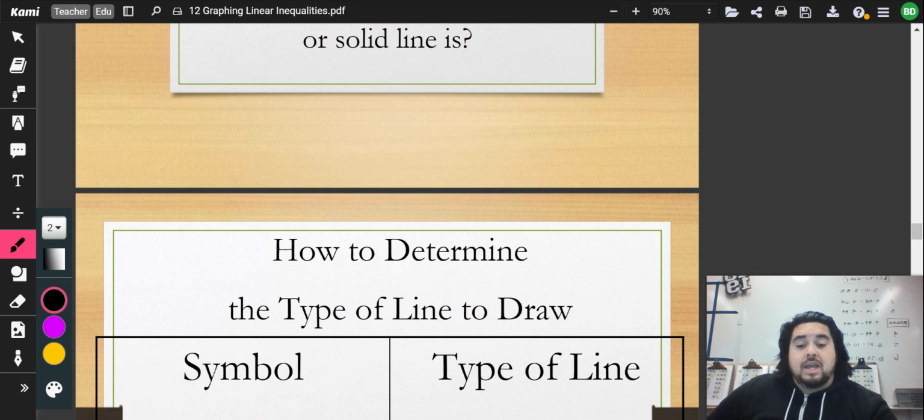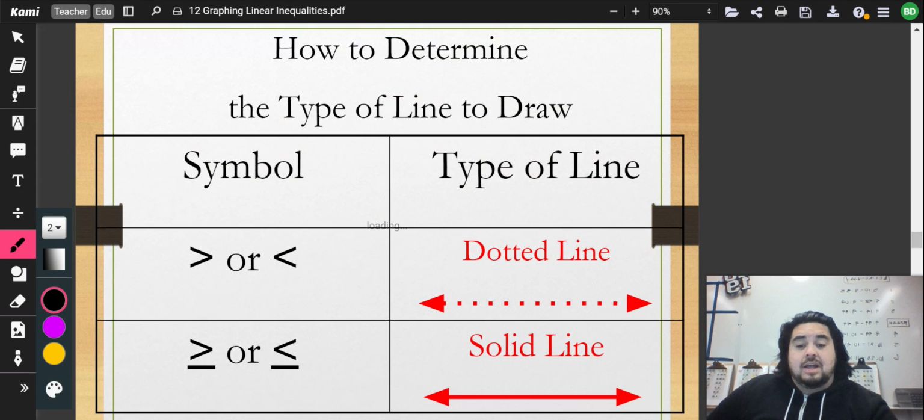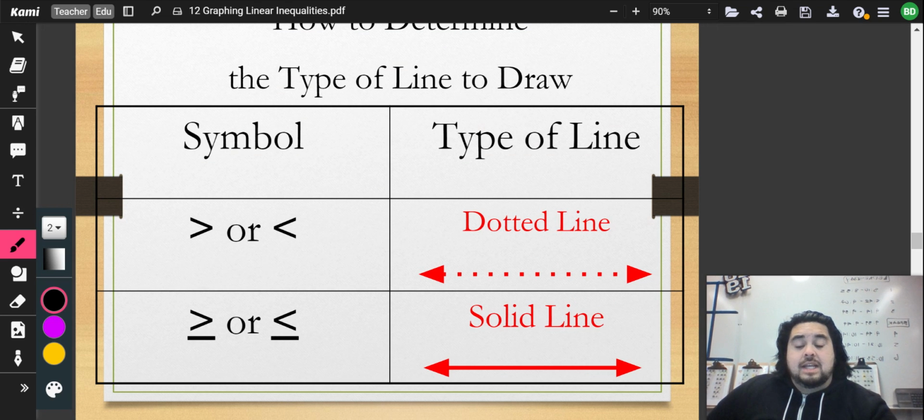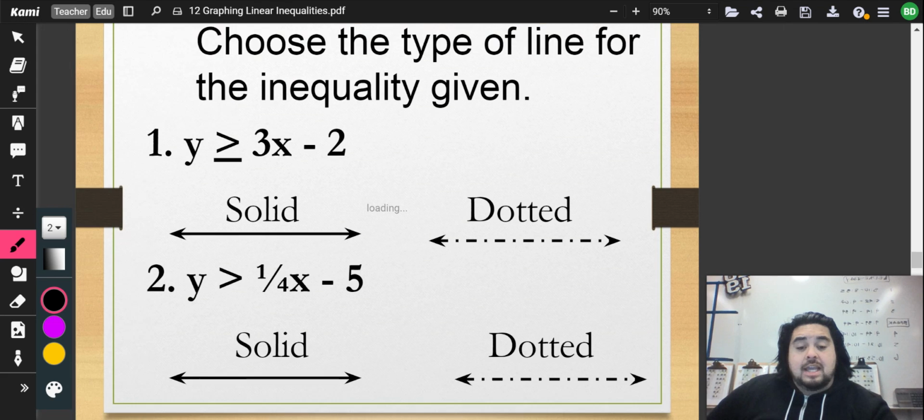So what we're doing to determine if the line is solid or dotted is looking at the inequality itself. If your inequality is greater than or less than, then it's going to be a dotted line. If your inequality is greater than or equal to, or less than or equal to, it's a solid line. Essentially what I tell my students is to think: if there is an or equals to symbol, if you have the little line underneath your inequality, then the line's solid, otherwise it's dotted. All that means is either the line is part of the solution or it is not. And it's really easy to tell. Again, you just look at the inequality itself.